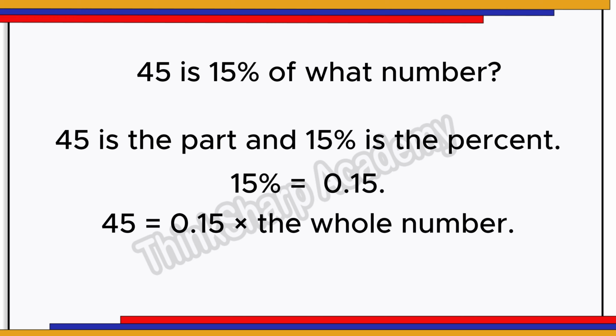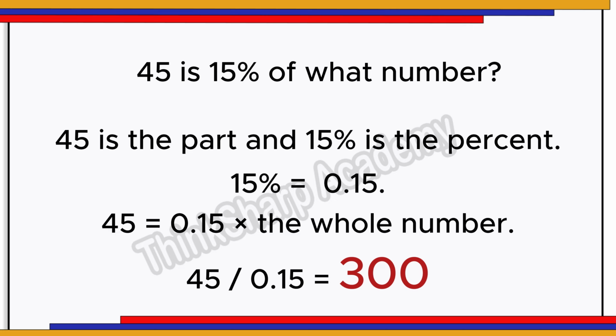Then we write the equation. 45 equals 0.15 times the whole number. To find the whole number, we divide 45 by 0.15. 45 divided by 0.15 equals 300. Therefore, 45 is 15% of 300.